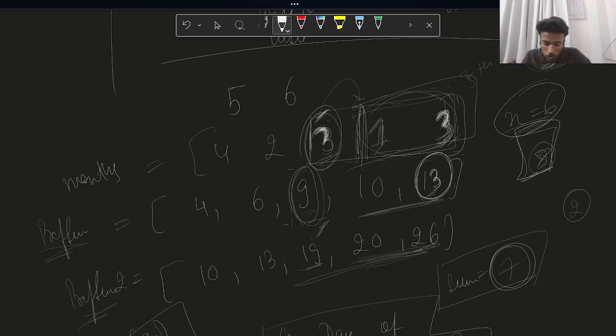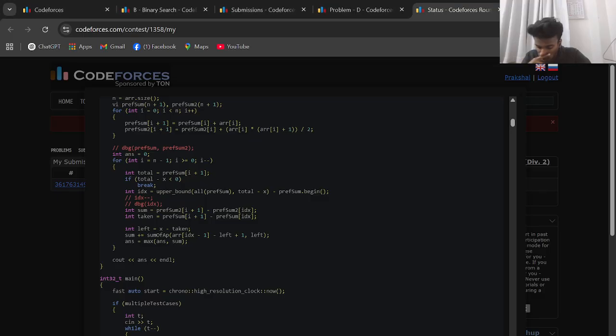Okay, so now we know that we need to visit on some day on month 3. We don't know what that day is currently, but we know that it is definitely some day on month 3. So we are calculating that. We got to know the month. Okay, now calculate the sum from that day.